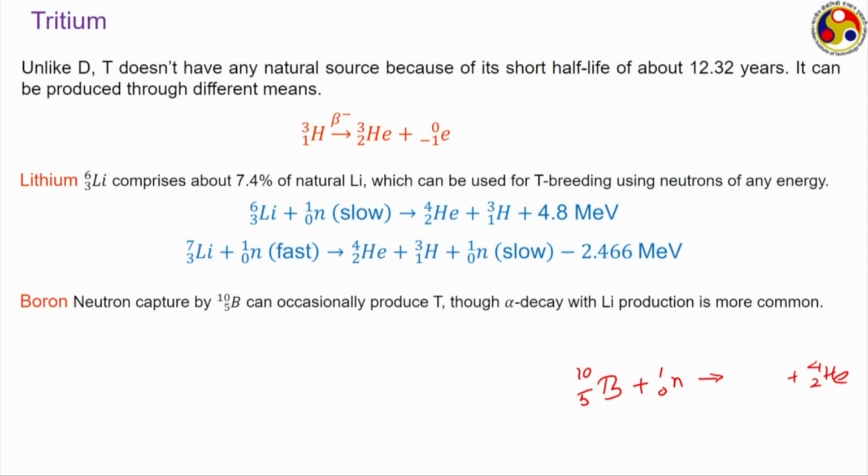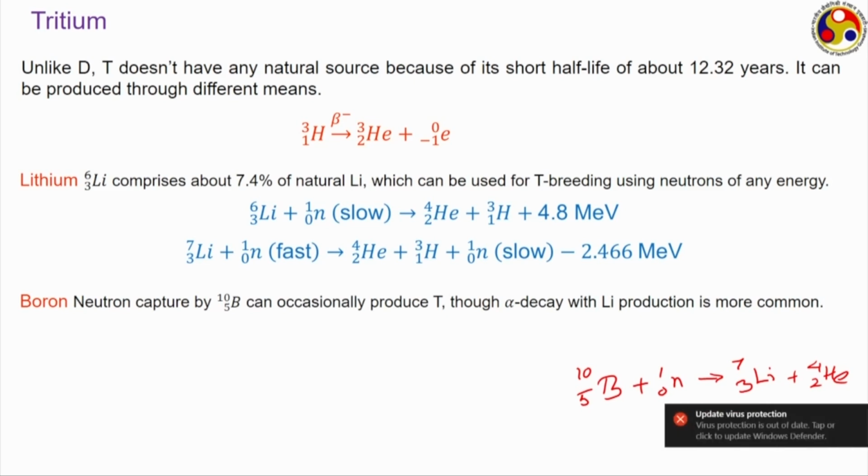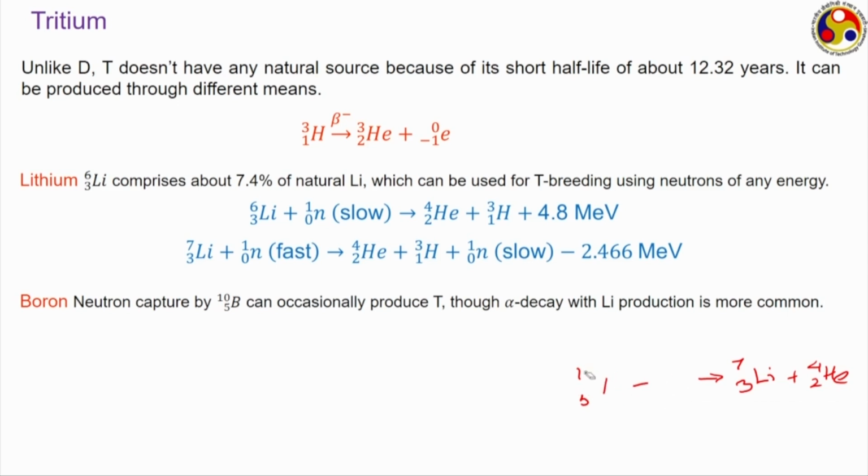So, whenever we are having an alpha decay, then the result should be a reduction of 2 in the atomic number. So, atomic number goes down to 3, which corresponds to lithium, and what should be the mass number? Helium is having a total mass of 4 or mass number of 4. So, this one should be equal to 7, that is a natural isotope of lithium. This is the most common reaction that we generally get when a boron 10 captures neutron.